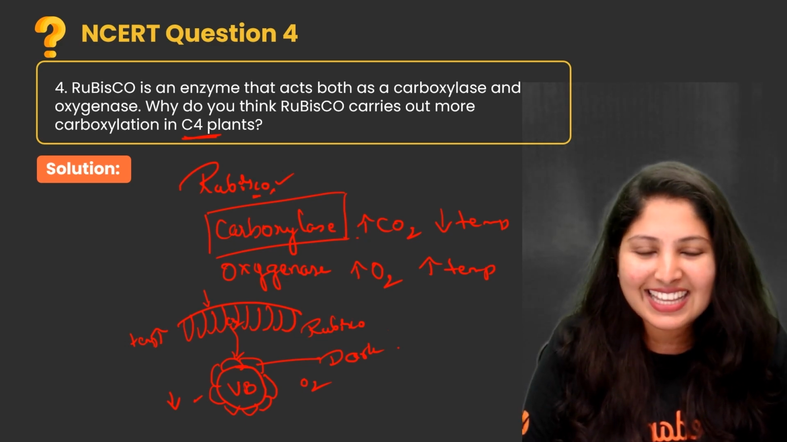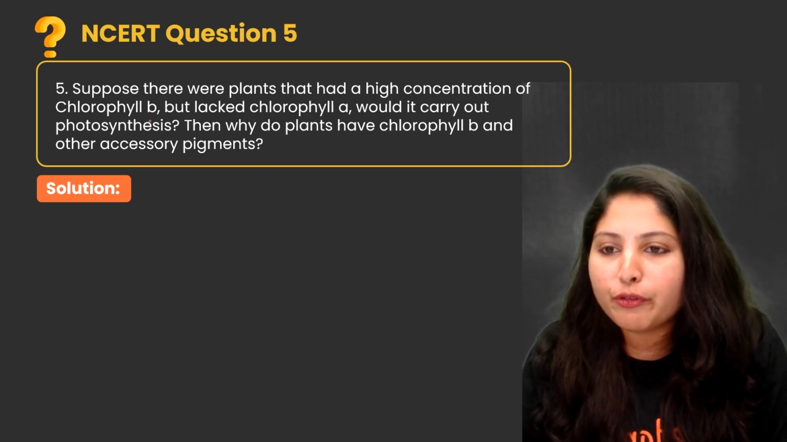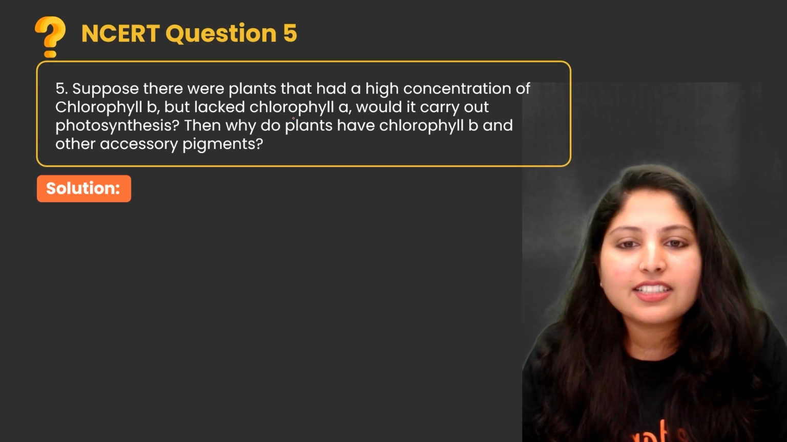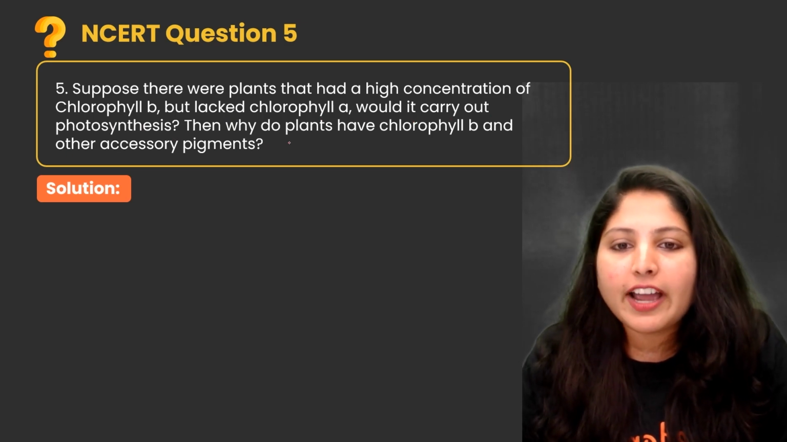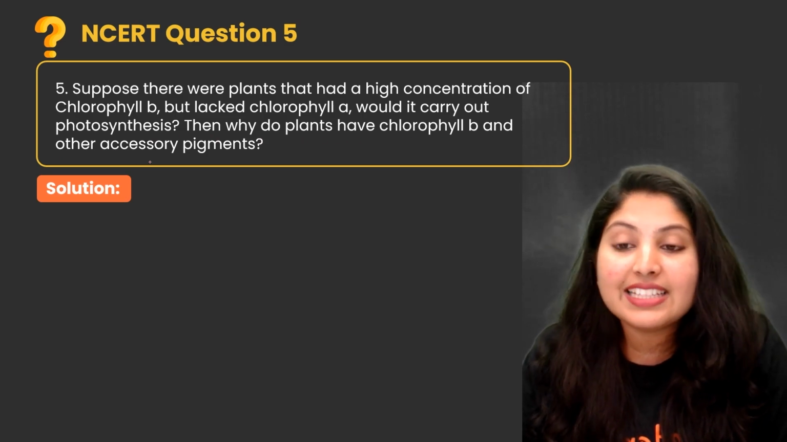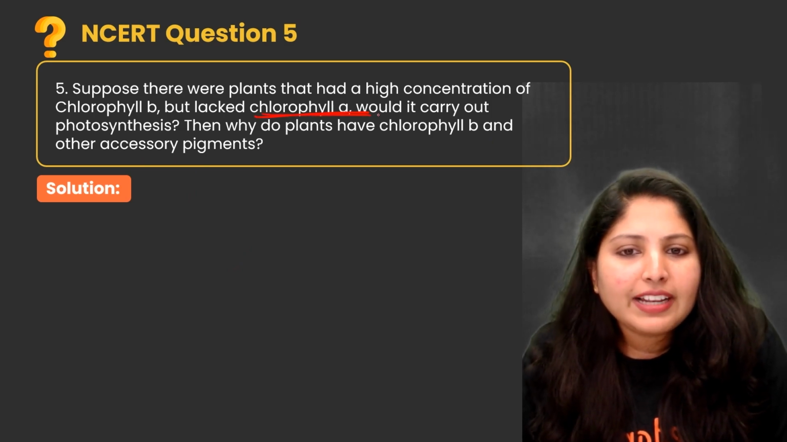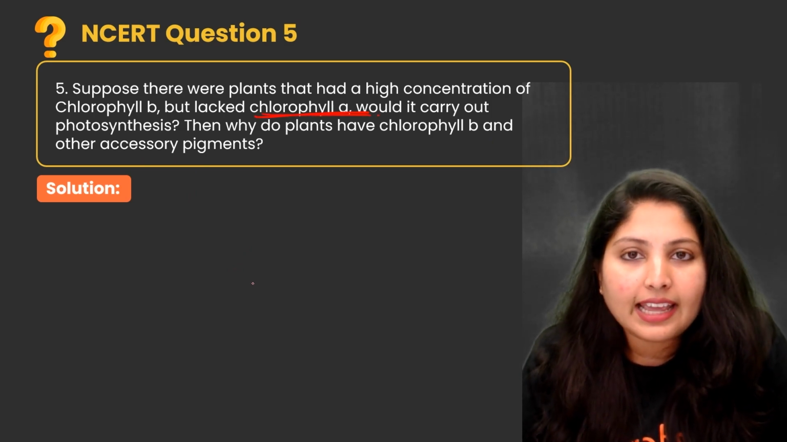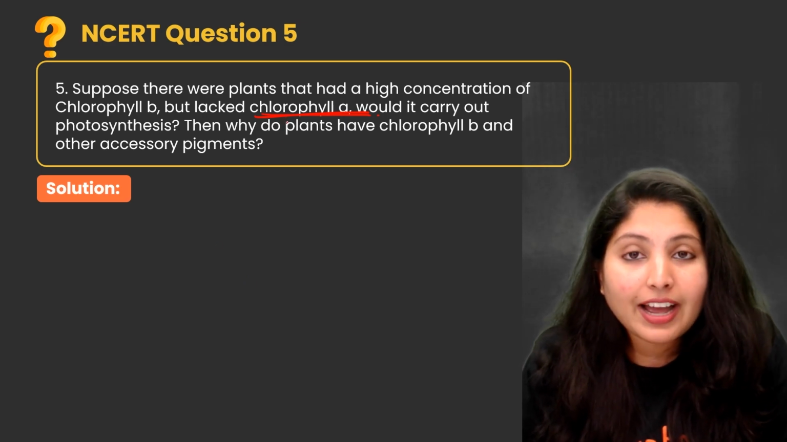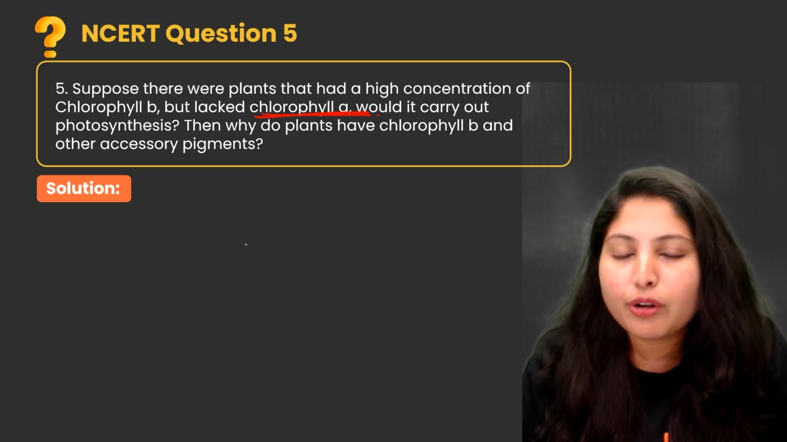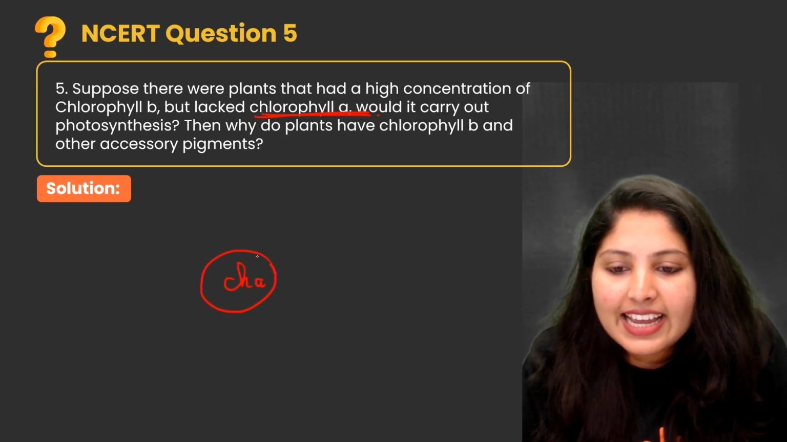Clear? Yes. Suppose there were plants that had a high concentration of chlorophyll B but lacked chlorophyll A. Would it carry out photosynthesis? Then why do plants have chlorophyll B and other accessory pigments? If there is no chlorophyll A, does photosynthesis happen? Check with it. Can we find photosynthesis without chlorophyll A? No, we can't. Chlorophyll A is the reaction center.